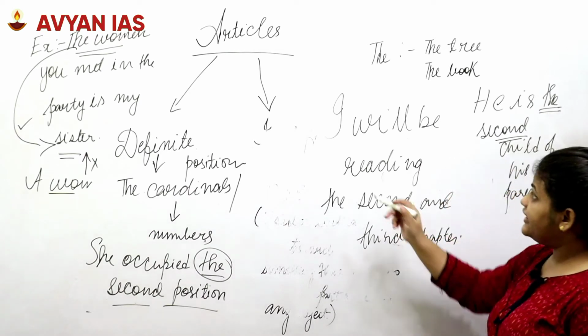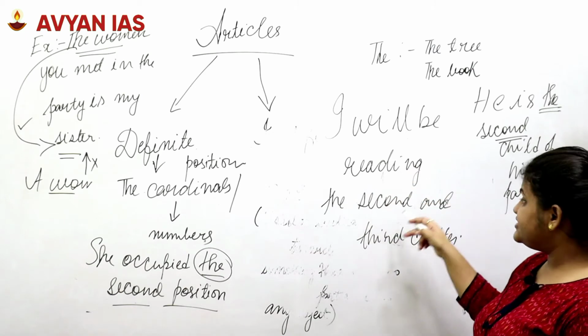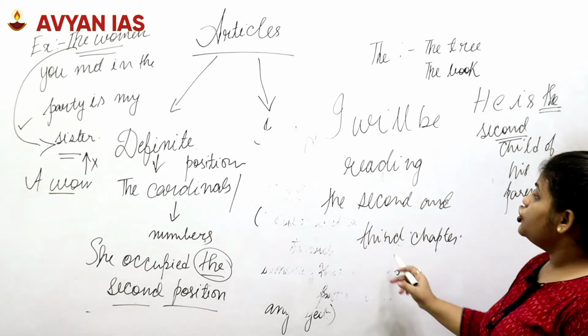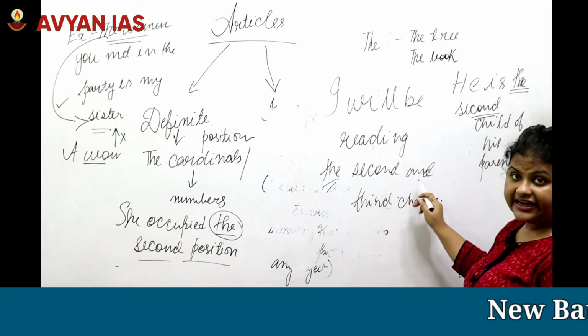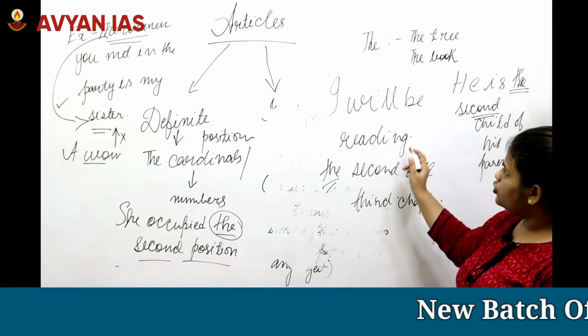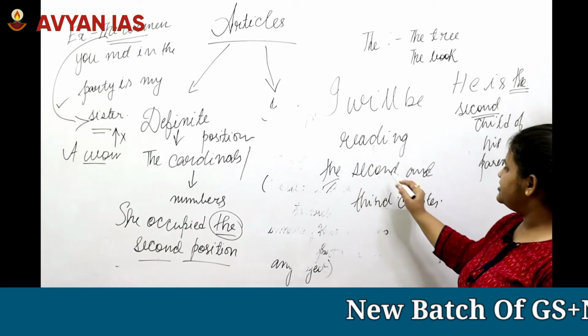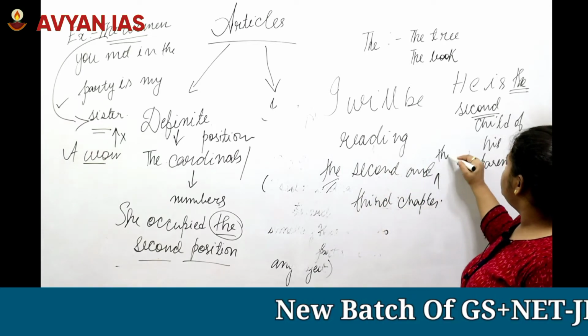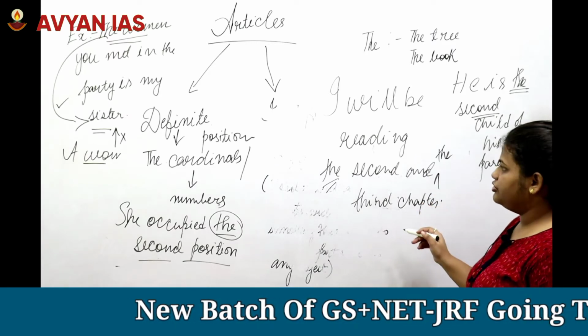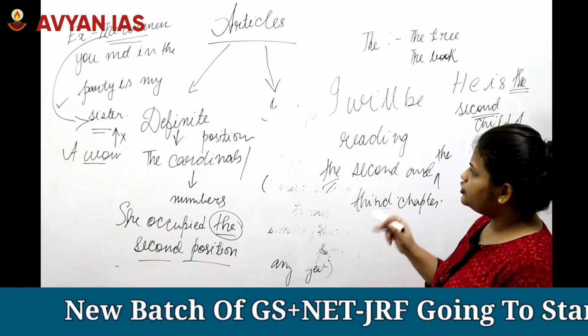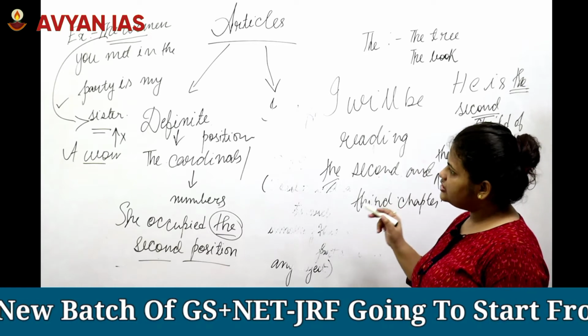So as you can see that I have written, I will be reading the second and third chapter. You can either use the article once and indicate both the second and the third chapter, or you can also say I will be reading the second and the third chapter. Both are right if you consider it according to your grammar. So these are the few usages that we had for the.